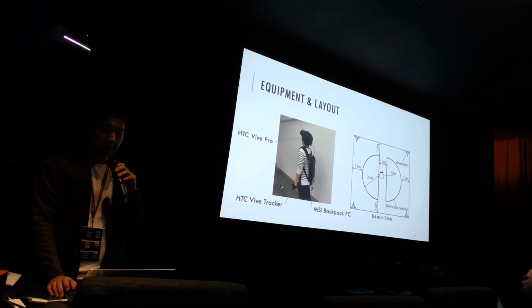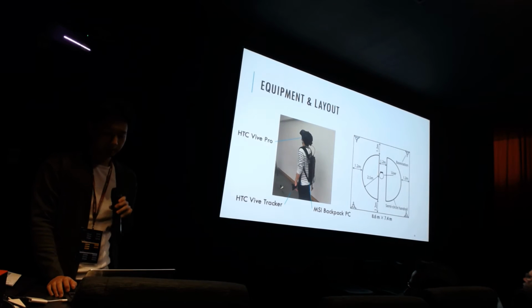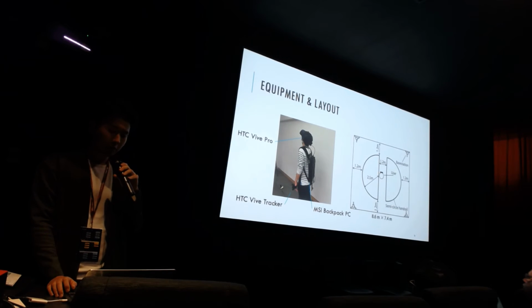Users wear a HTC Vive Pro headset, 2 Vive trackers, and a MSI backpack PC. The trackers were used for tracking the users' hand positions to present virtual hands. We installed 2 semicircular handrails with a radius of 2.5 meters at an interval of 1.2 meters, and 4 base stations at each corner. The radius of this handrail is much smaller than the 22 meter, 11 meter, and 6.4 meter radii conventionally required for redirection.